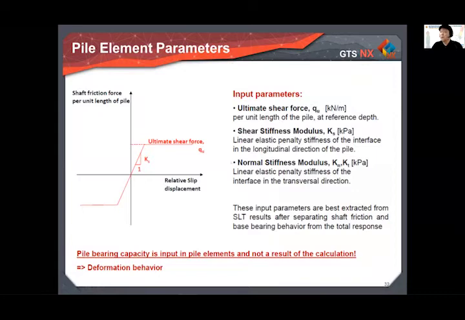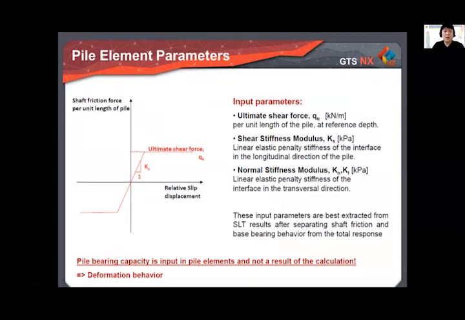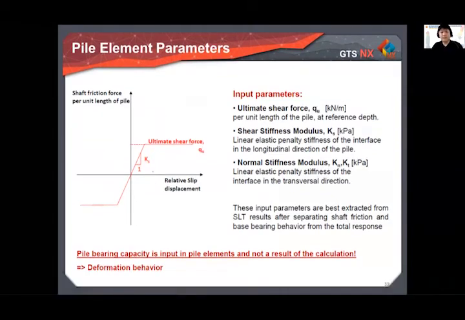Again, this slide explains what I commented on in the previous slide. The ultimate shear force in this graph is the maximum value of the curve. You can obtain this value from, for example, a pile test in the field. This is the graph of shaft friction against relative displacement, and the ratio of the shaft friction to the displacement is the input of the shear stress modulus.